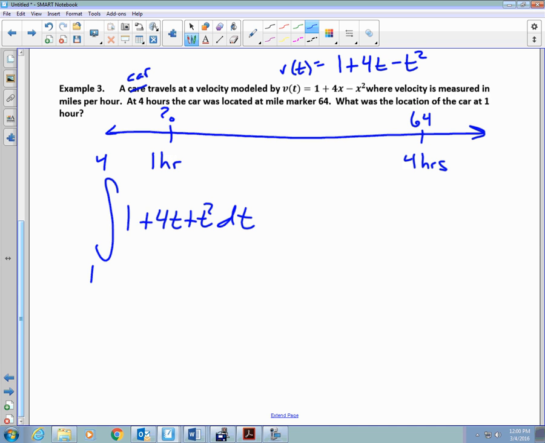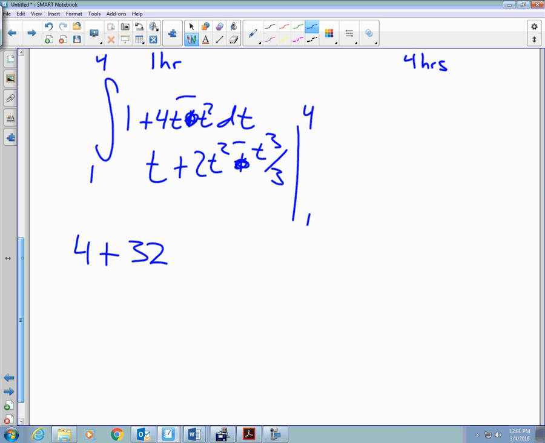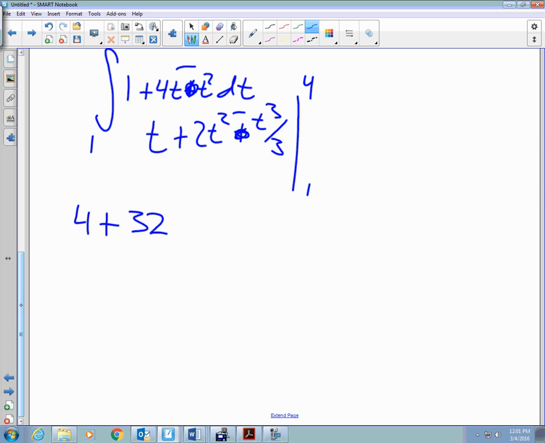Antiderivative of 1, plus antiderivative of 4t. T to the third over 3, evaluated 4 and 1. 4 plus, what is 2 times 4 squared? Whoop, it's a minus there, isn't it? Sorry about that. Okay. And then minus 64 over 3.